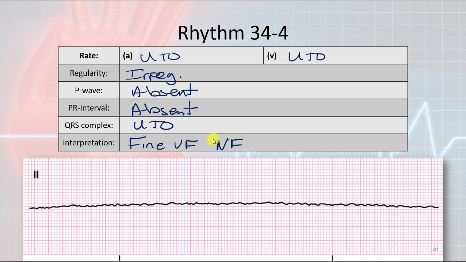If you do get this rhythm on my homework, just understand that if you put this as asystole, you will be marked off. It is not asystole. You see all these little bumps down here? That is not asystole. That is cardiac activity, which we need to try to stimulate.